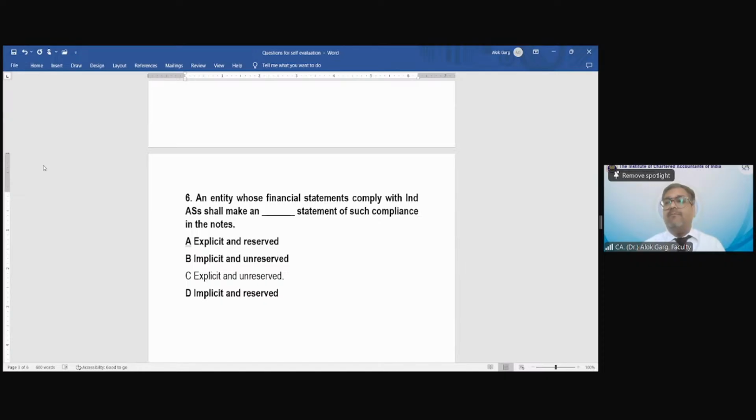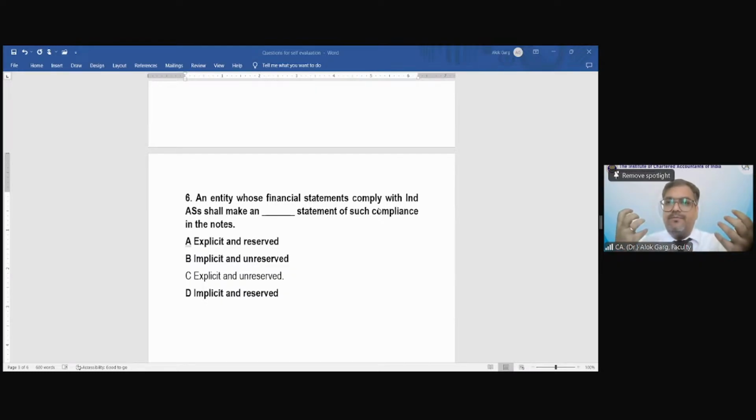So friends, we have completed this Ind AS 1. I have covered the 5 critical questions from study material, a few questions from my PowerPoint presentation, and also 6 multiple choice questions from this Word file. We discussed the components of the financial statements, the elements of the financial statements, and the general features of the financial statements. We discussed what is meant by current asset, non-current asset, current liability and non-current liability. We understood that an asset depends on the expectation of when you are realizing it, but a liability depends on your contractual rights.